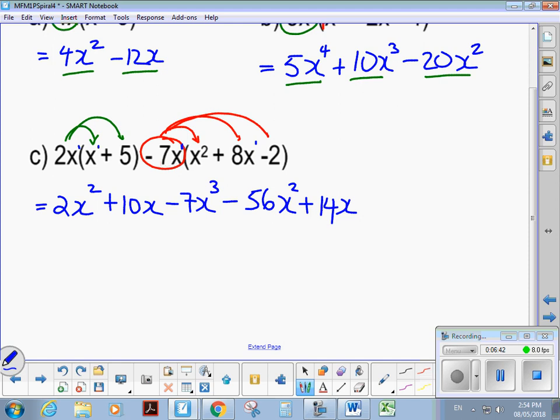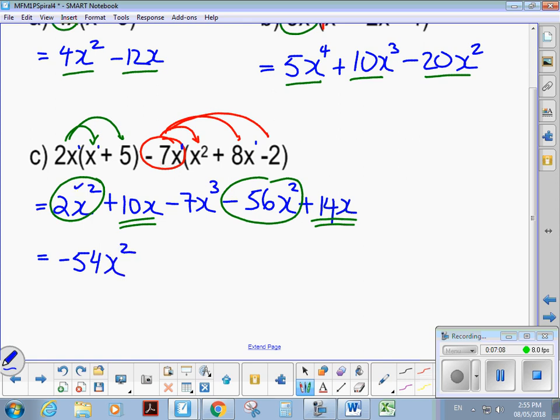Now, make a quick check. Are there any like terms? So take a second, look through. I notice I have an x squared term. I have an x squared term. I have an x term. I have an x term. Those guys can be put together. So 2x squared minus 56, that'll give me negative 54x squared.